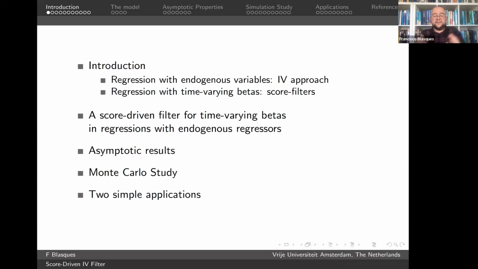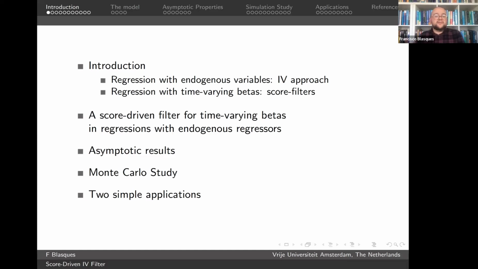Consider a regression with endogenous regressors where IV is useful to address that endogeneity, and where we use a score filter to address the fact that the beta in the regression might be time varying. We look at a very simple example with a single regressor, just to go through the basics of what we think is key here.